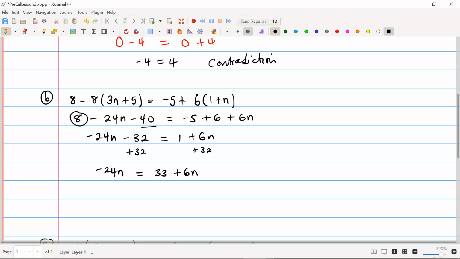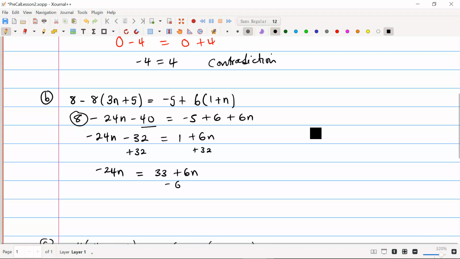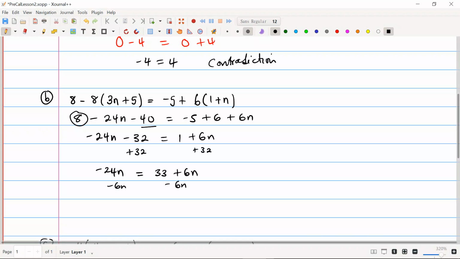Then I go ahead and do what I can. I'm going to subtract 6n from both sides in order to get the n's on the left side. If I subtract, these two will cancel: 6n minus 6n goes to 0. So I have negative 24n minus 6n.